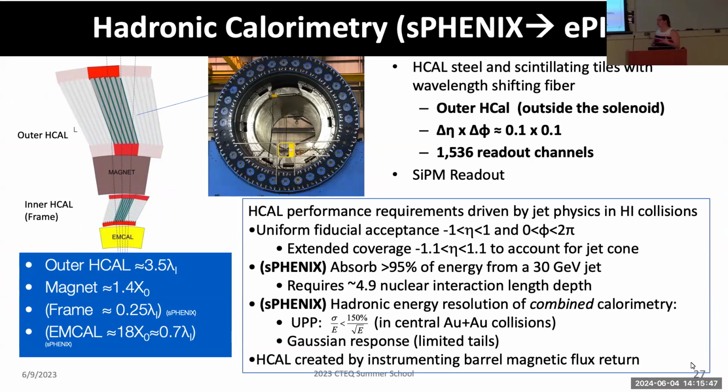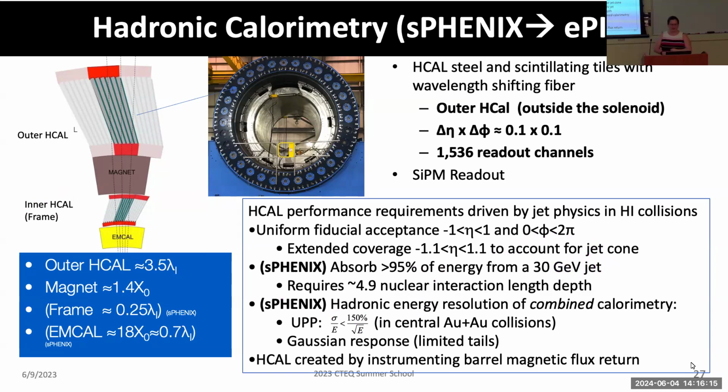But this is because the magnetic field changes sign whether you're on the inside or outside in terms of which way the particles will curve due to the magnetic field. So this was actually largely driven by the jet physics we wanted to do at sPHENIX. It had coverage out from pseudorapidity of -1.1 to 1.1. And it really can absorb about 95% of the energy from a 30 GeV jet. So this allows us to measure the energy quite precisely for jets up to about 30 GeV. We can in fact measure them after that. They just have a chance of punching through the detector entirely.